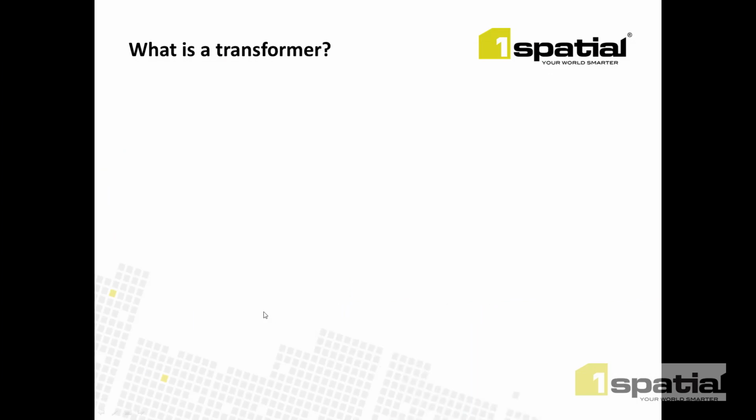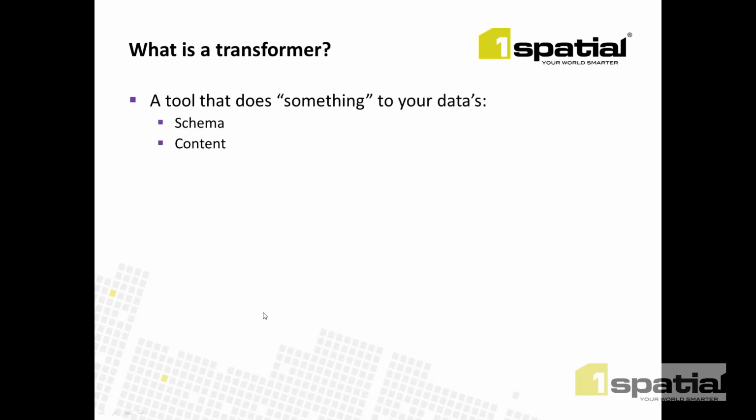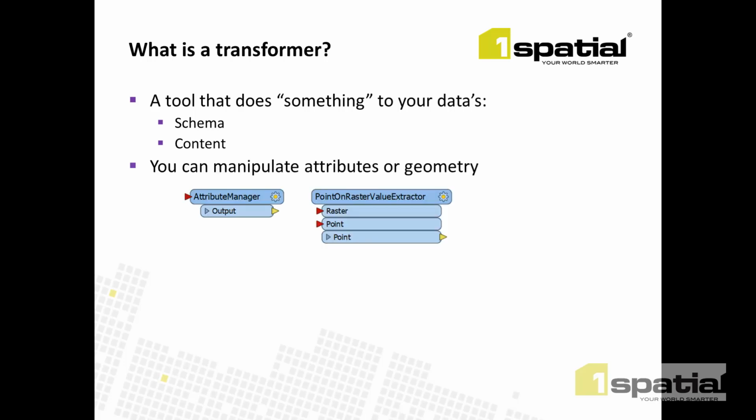Obviously we're going to focus our attention on transformers. What is a transformer? Well, a standard transformer is a tool that does something to your data. Now that part of your data that it can affect could be the schema, so that's the structure of the data, or it could be the individual rows or cells or records of the data itself, so that's the content that we're focusing on. What can you manipulate with a transformer?